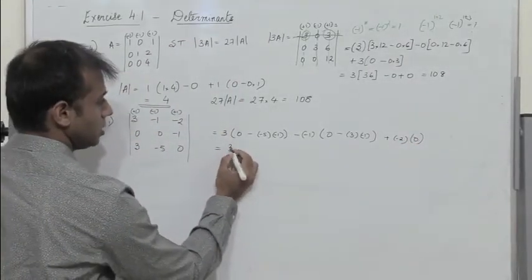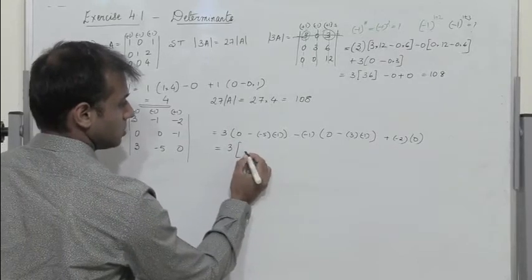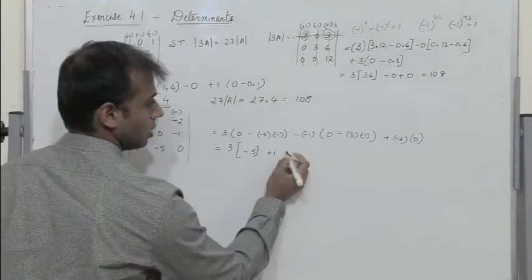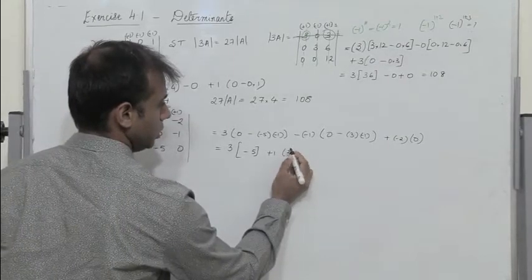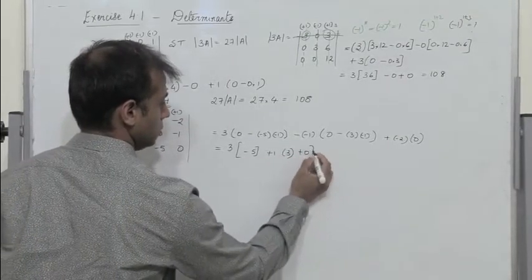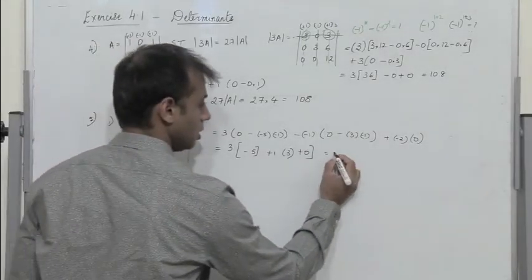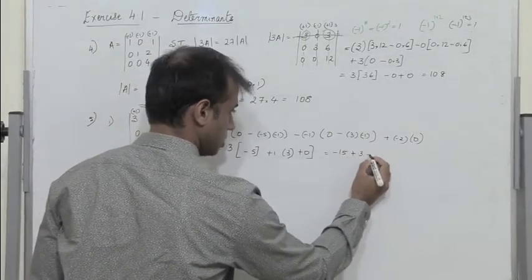So we get 3 into, so this is minus 5 plus 1 into 3 plus 0. So we have minus 15 plus 3, which is equal to minus 12.